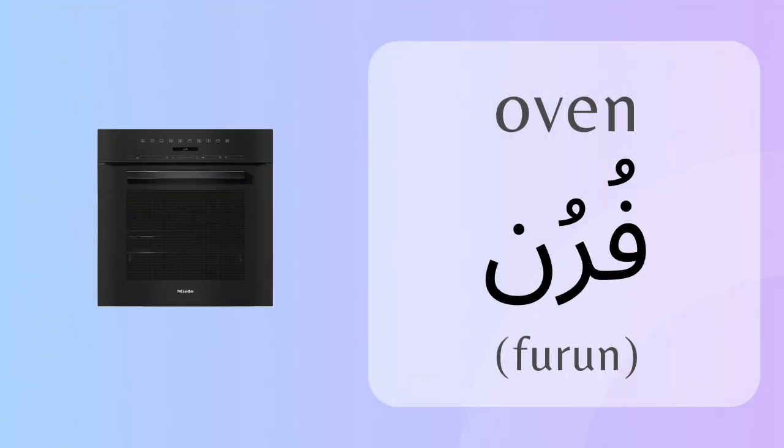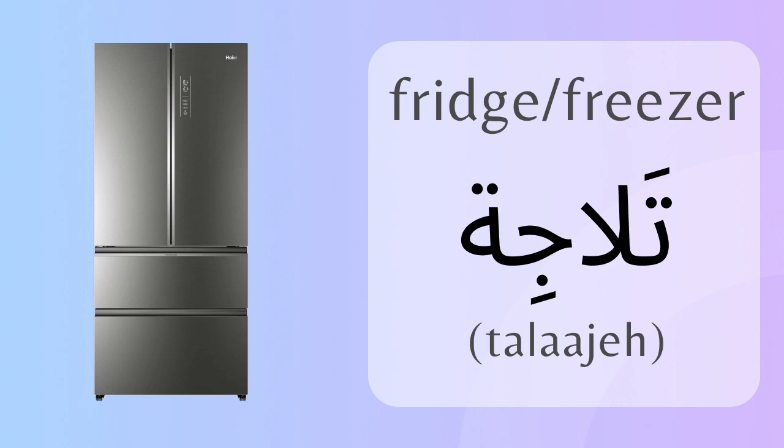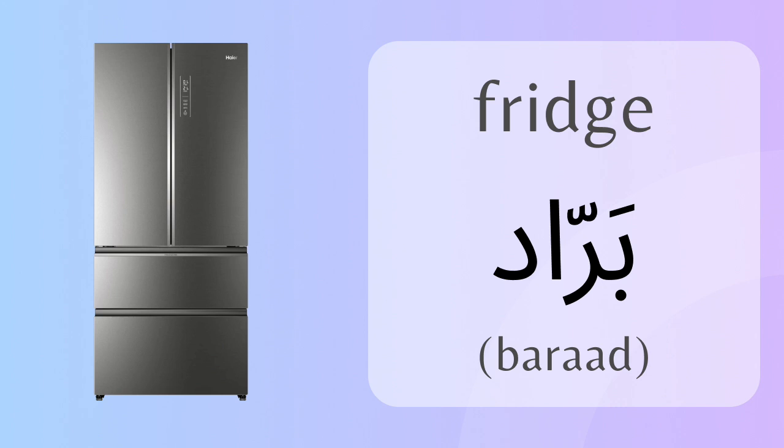Oven. فرن. Fridge or freezer. ثلاجة. Note that in modern standard Arabic, this word usually begins with the letter th instead of the letter th. But in Levantine Arabic, we use the letter th. To refer to just the fridge, a common word is barad. براد.